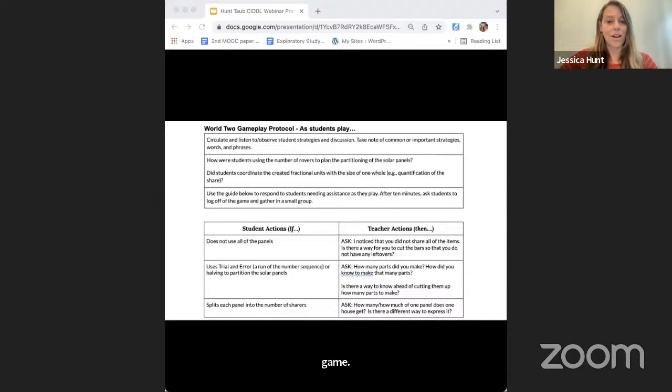We also give teachers watch fors and brief directions, as you see at the top of the screen there. And that's really just helping teachers keep engagement and learning going as kids play. Importantly, they're also helping teachers informally assess how students are reasoning in real time.